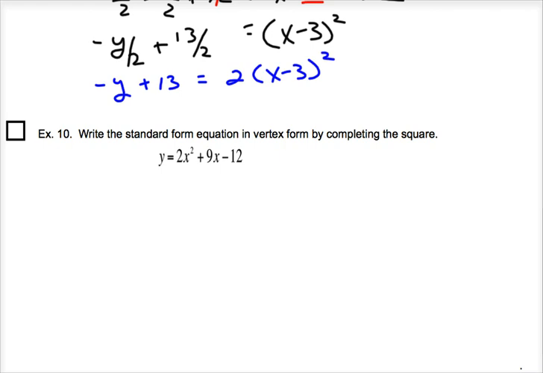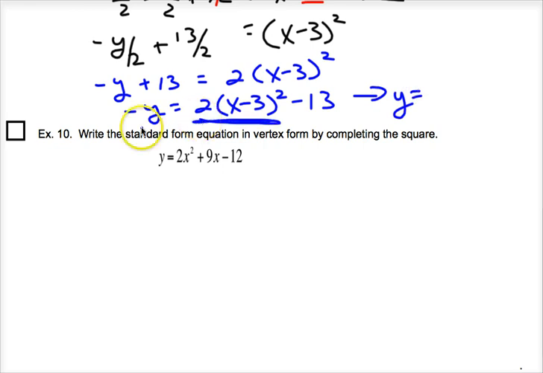Now I need to bring over the 13 and then divide by a negative. I could have multiplied everything by negative 2. That would have taken care of that negative in front of the y as well. Maybe some of you are thinking about that. That would have been a good thought. Okay, negative y equals 2 times x minus 3 squared minus 13. Subtract the 13 over. But now I got to divide everything by negative 1. So I get positive y. So be careful. There's only 3 terms here. There's 1, 2, 3. So this just becomes a negative 2. I don't change the x minus 3 squared at all. And plus 13.